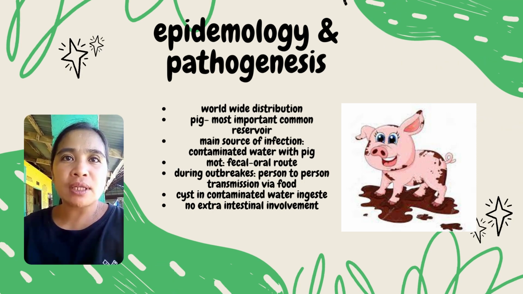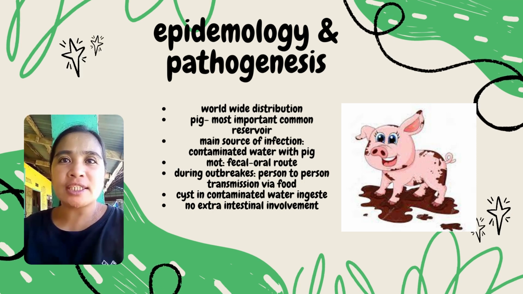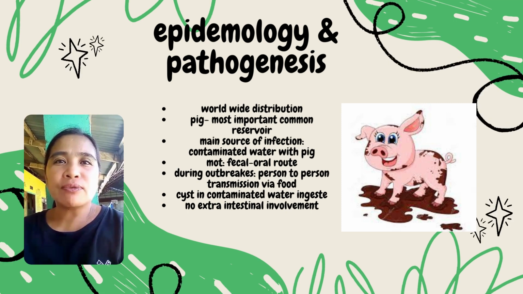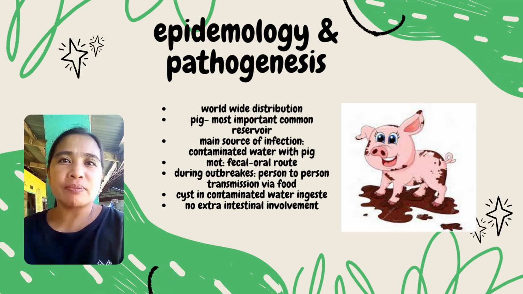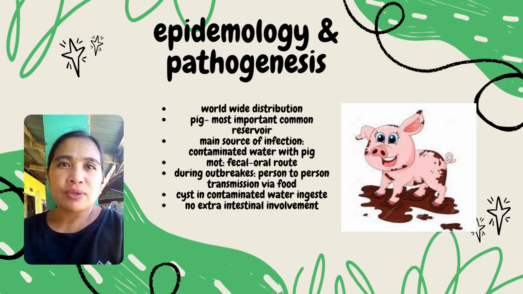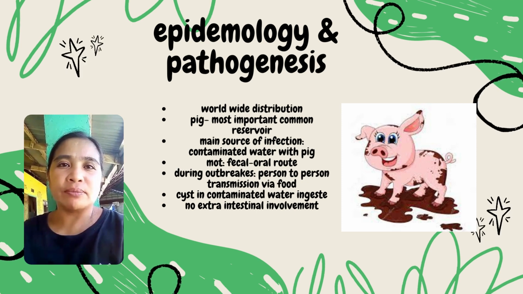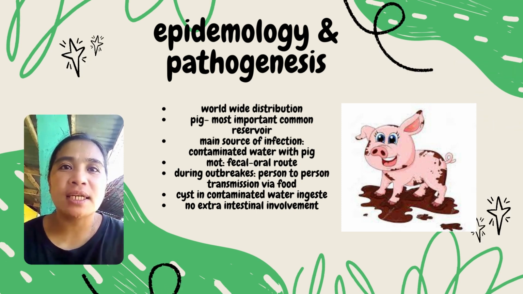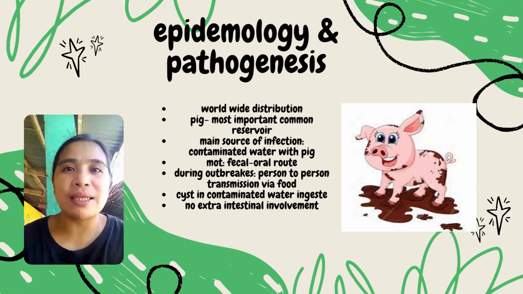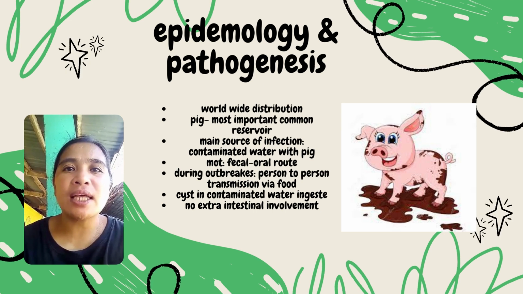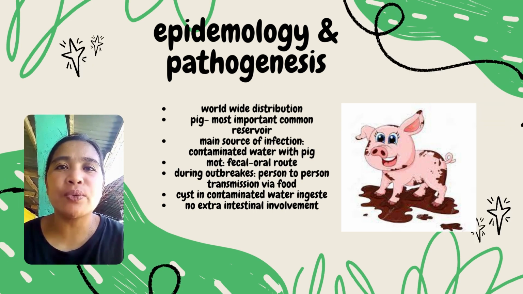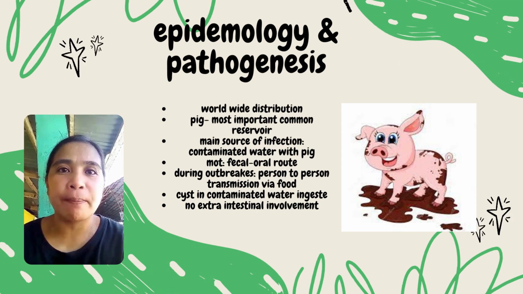Cysts in contaminated water are ingested, with excystation in the small intestine. Trophozoites travel to the large intestine and produce ulcers. No extra-intestinal involvement. The disease is called balantidiasis. Most infections are asymptomatic. Dysenteric type of diarrhea resembling amoebic dysentery occurs with high parasite load.